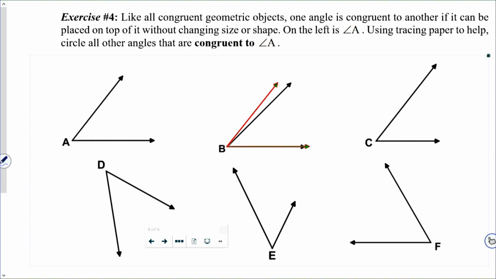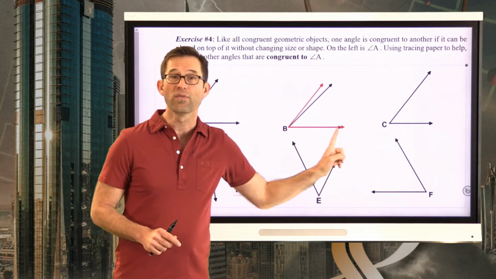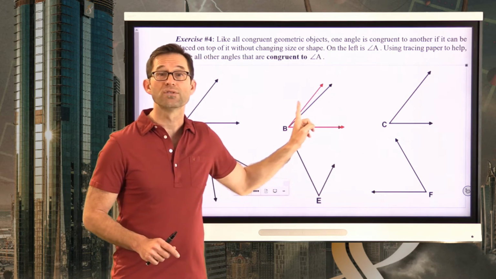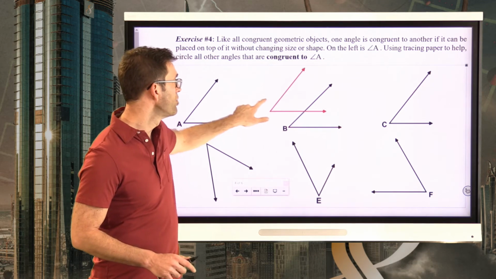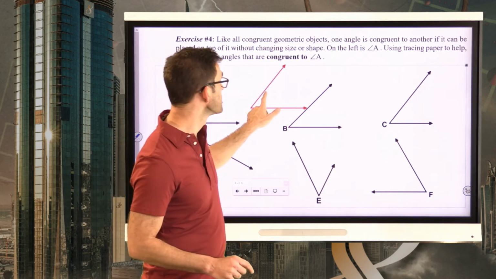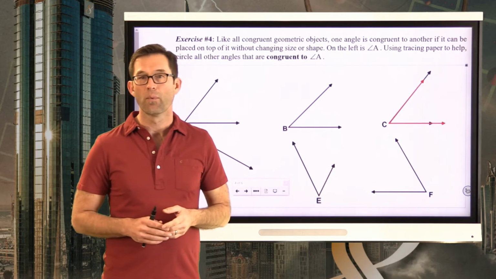Let's take a look. I'm going to bring this right over here. I'm going to line up their vertices, and what I see is that they are certainly not congruent to one another. Even though I can make these two rays lie on top of each other, when I do, these two rays do not lie on each other, so angle B is most certainly not congruent to angle A. Let's take a look at angle C, because that one's also oriented in this nice way that makes it easy. And when I line them up, they do line up with each other.